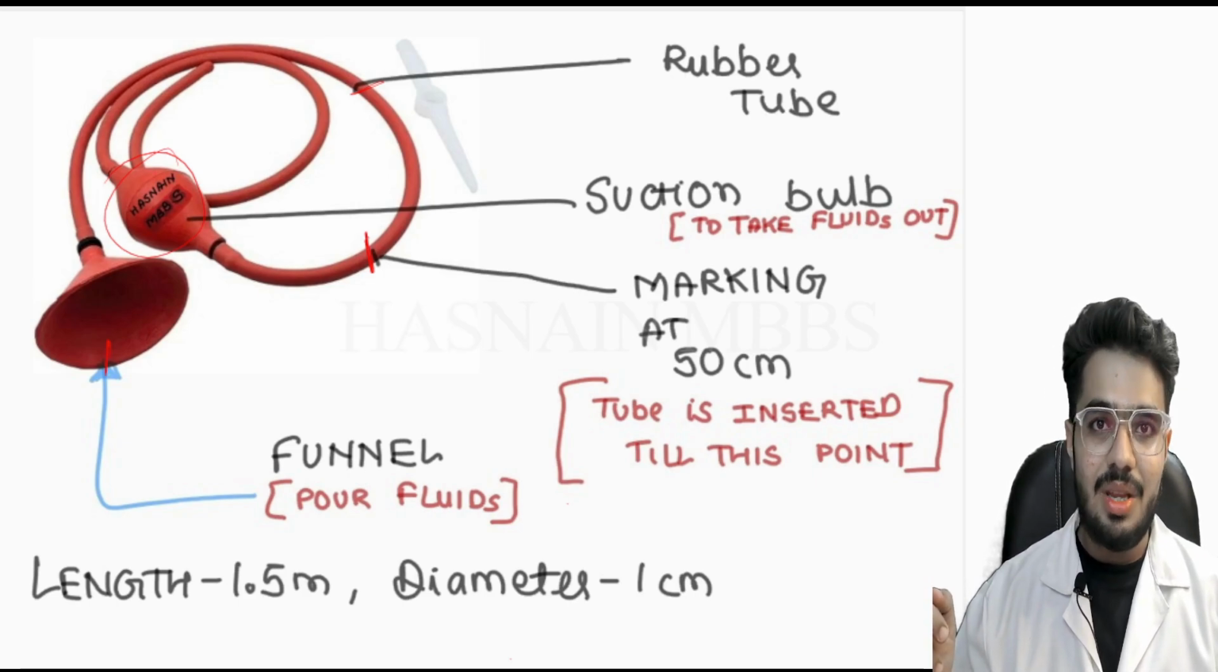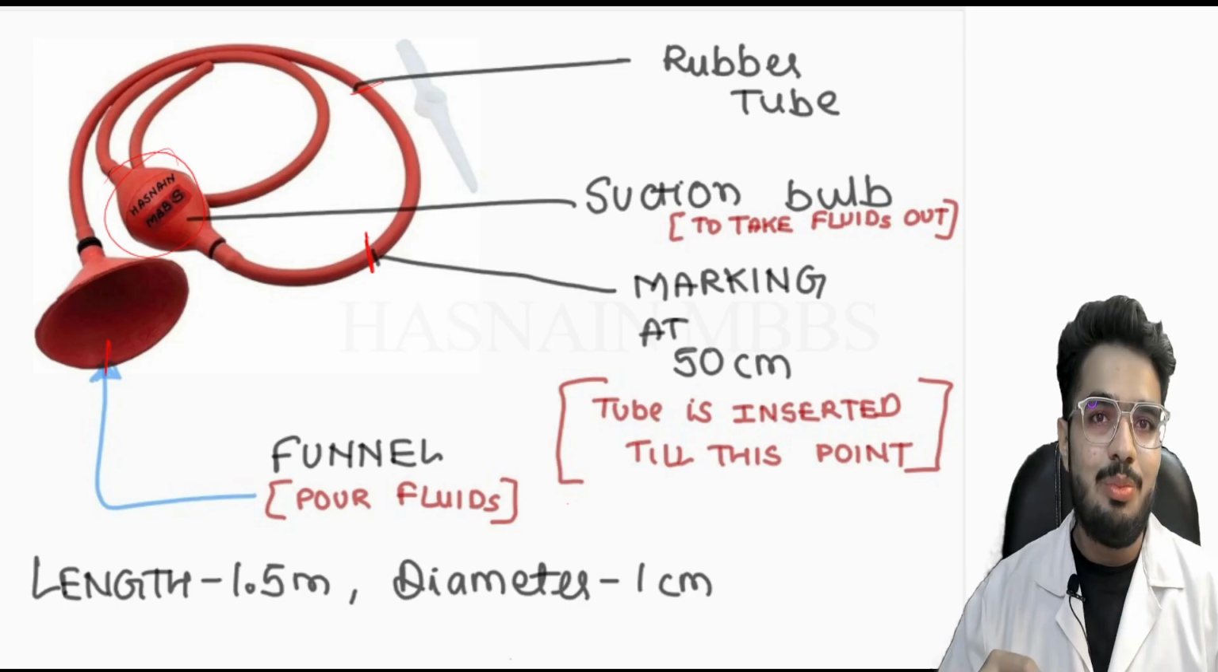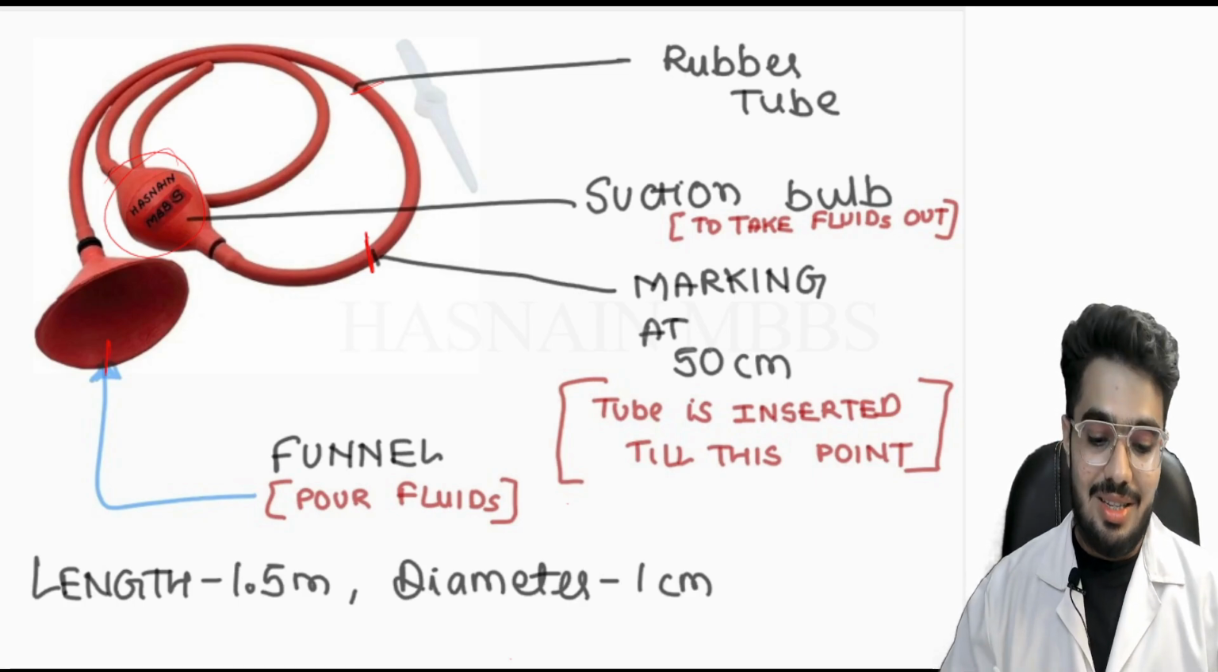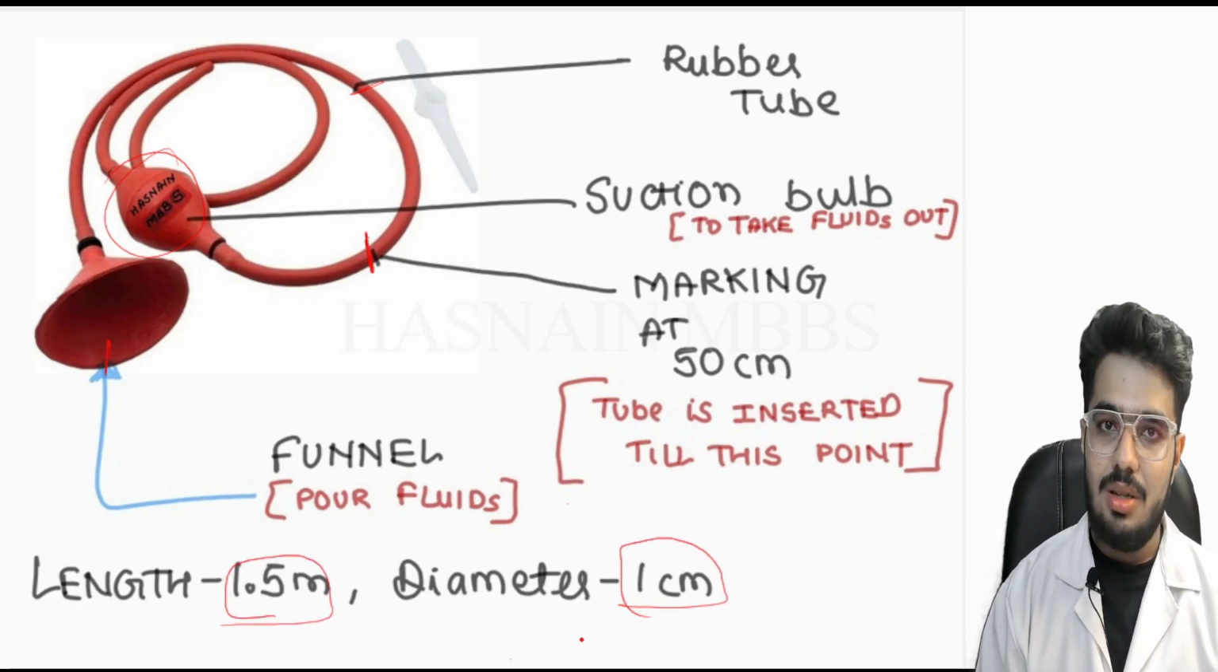Understood so far? We learned 4 ways to stop the unabsorbed poison from entering the circulation. Its length is 1.5 meter and diameter is 1 centimeter. Let's go further.